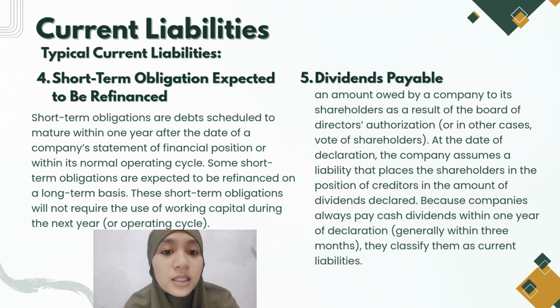And the fifth one is dividends payable. It is an amount owed by a company to its shareholders as a result of the board of directors' authorization. At the date of declaration, the company assumes a liability that places the shareholders in the position of creditors in the amount of dividends declared. Because companies always pay cash dividends within 1 year of declaration, they classify them as current liabilities.